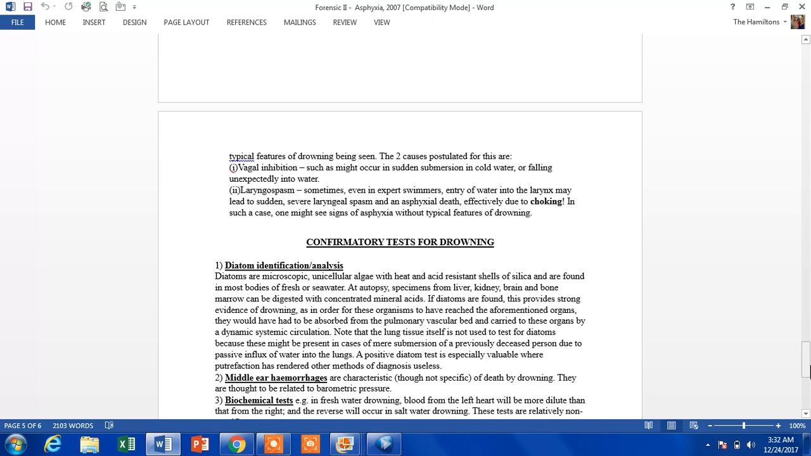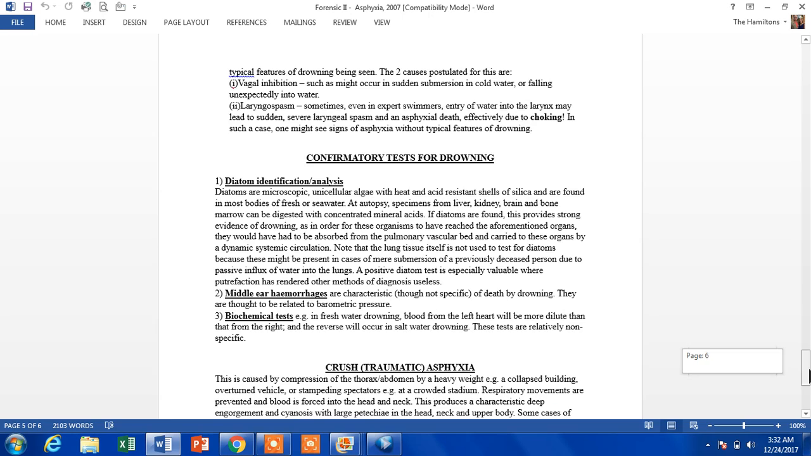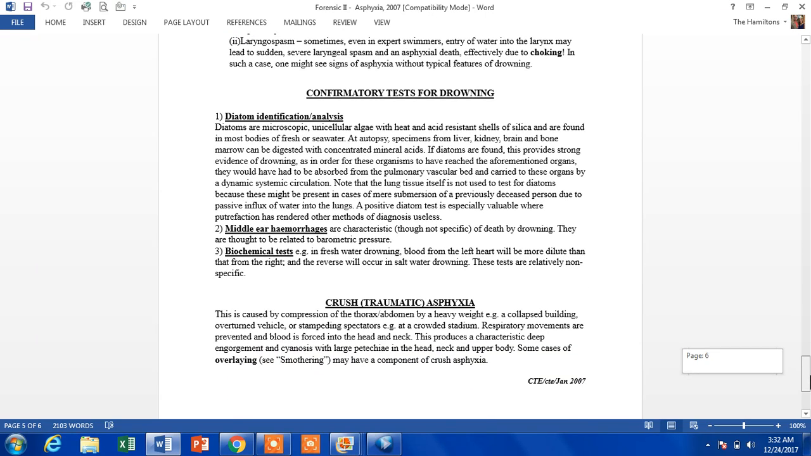2. Middle ear hemorrhages are characteristic, though not specific, of death by drowning. They are not to be related to barometric pressure. Biochemical test. For example, in freshwater drowning, blood from the left heart will be more dilute than that from the right, and the reverse will occur in saltwater drowning. These tests are relatively nonspecific.